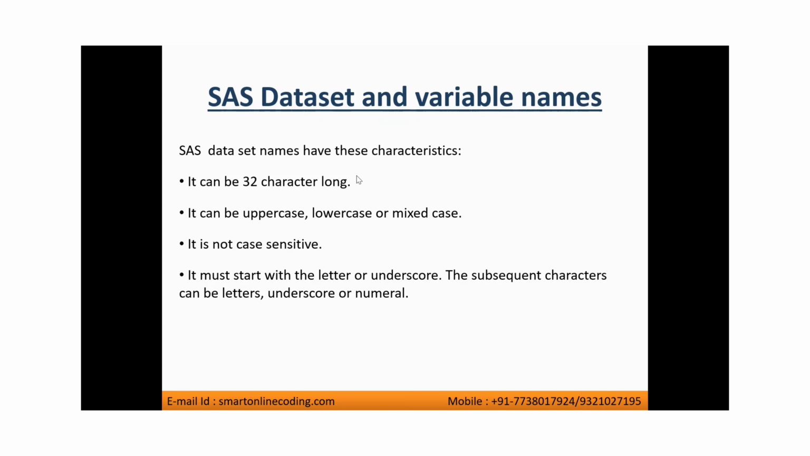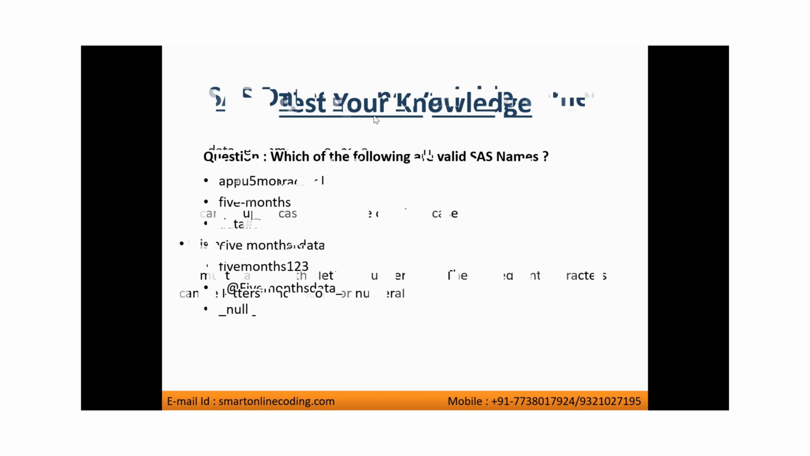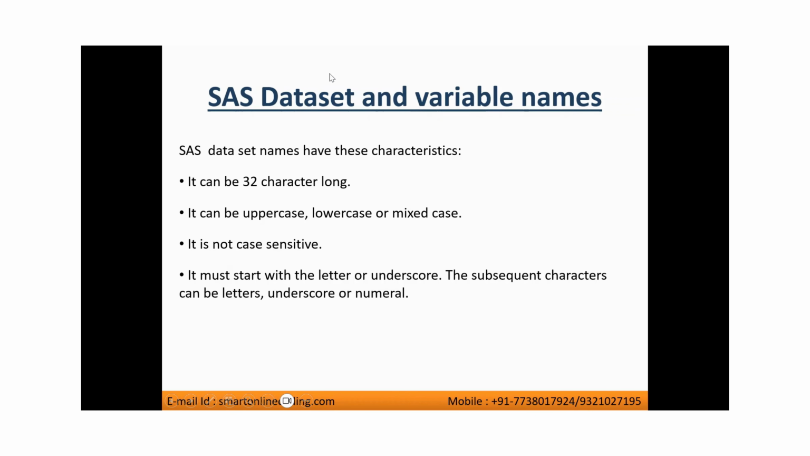Second, it can be uppercase, lowercase or mixed case. Mixed case is another word we call proper case in programming. Example, uppercase, in the sense the word SAS, all letters are uppercase. Then lowercase, everything is in small letters. And the third one is Dataset, this is proper case, or you can say mixed case, where your first character is uppercase whereas the others are small. You understood the difference between these three?